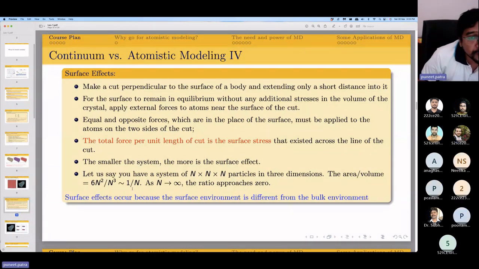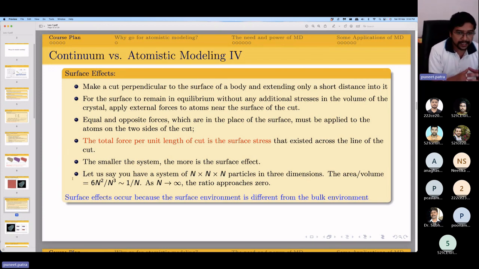And these forces must be equal and opposite in nature on the two sides of the cut face. After that, we measure the total force per unit length of cut, and that we call the surface stress, which exists across the line of the cut. Now, the smaller the system, the more is the surface effect. Why is such the case?